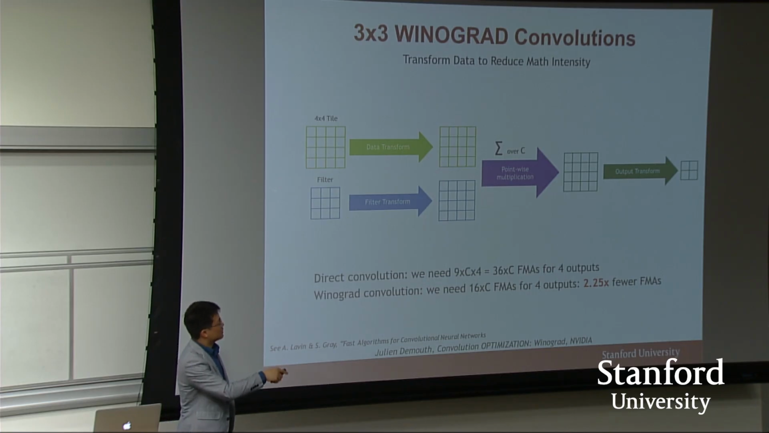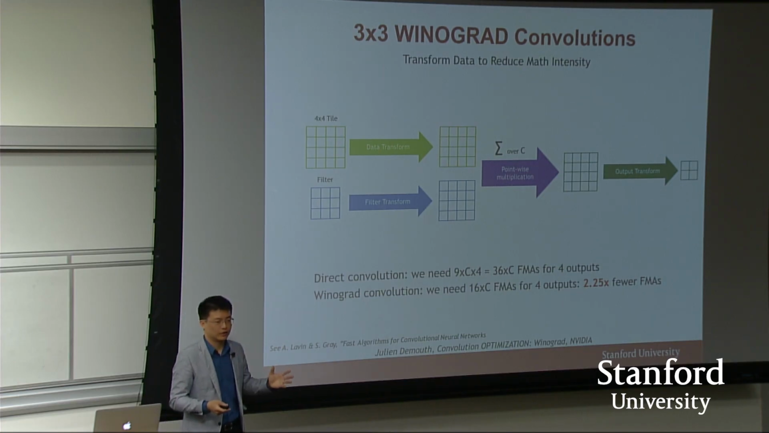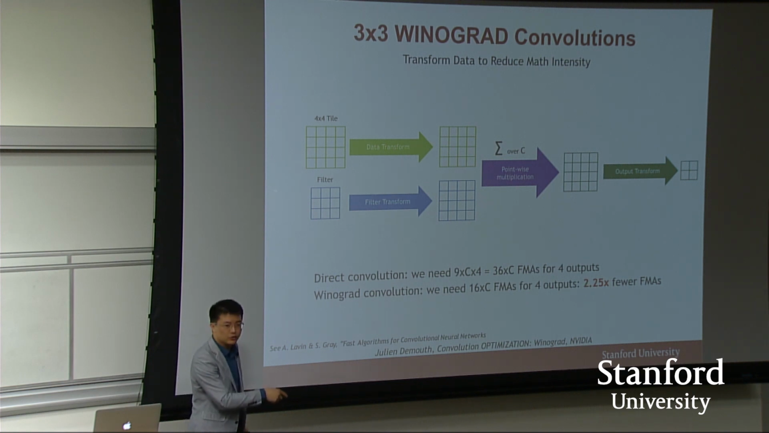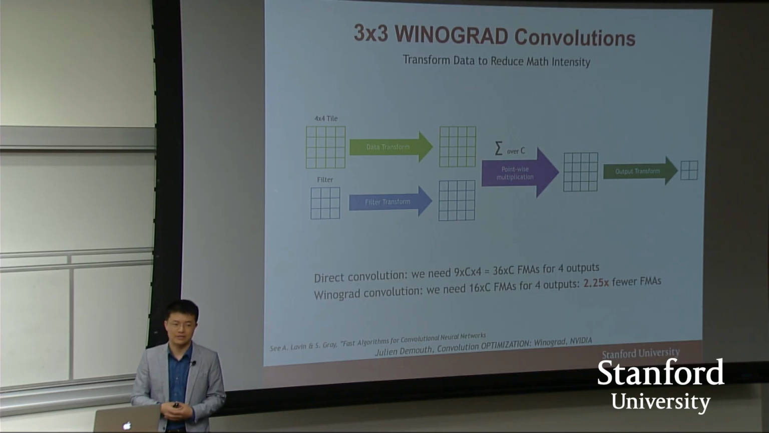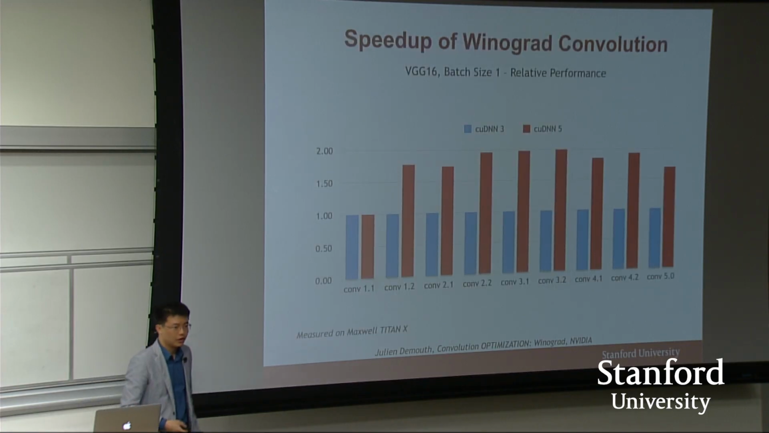The transform and the inverse transform can be amortized, and the multiplications there can be ignored. So in order to get 4 outputs, we need 9 times channels times 4, which is 36 times channels multiplications originally for the direct convolution. But now we need 16 times C for 4 outputs, 16 times the number of channels. So that is 2.25x fewer multiplications to perform the exact same computation. And here is the speedup, 2.25x.